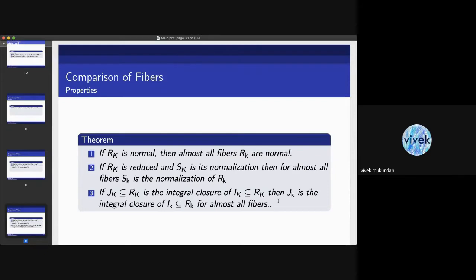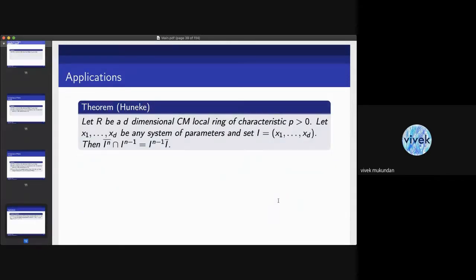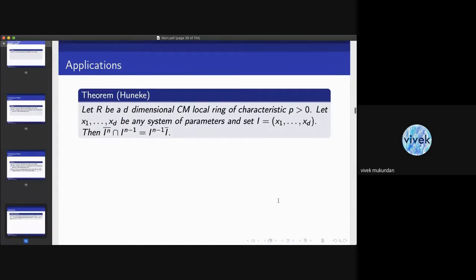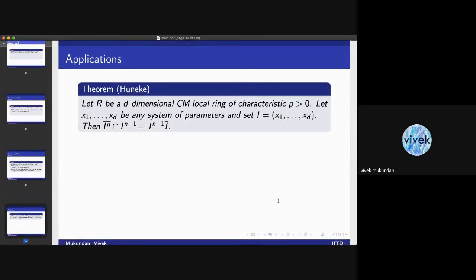Okay, so this is what we did on Tuesday. So the next part is applications. How do we solve problems using the reduction to characteristic p?